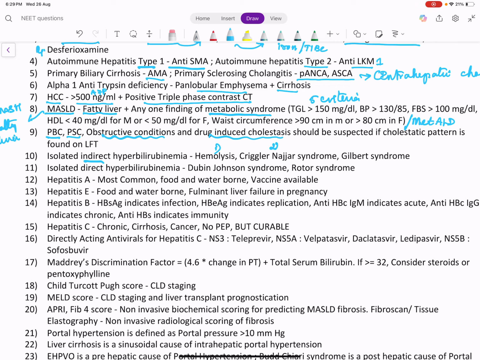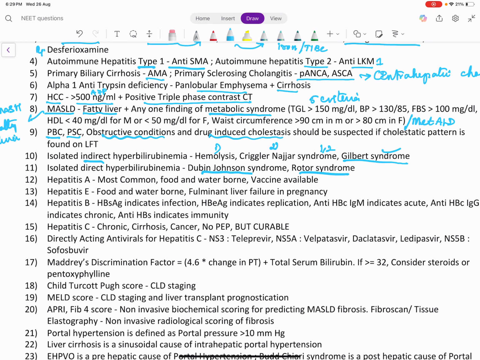So the two conditions which we must remember for isolated indirect congenital hyperbilirubinemia are Crigler-Najjar syndrome, there is type 1, type 2, which occurs in pediatrics. Gilbert syndrome is commonly seen in adults. If there is isolated direct hyperbilirubinemia, we have only two diagnoses, Dubin-Johnson syndrome and Rotor syndrome. There are still others, but we are not discussing that.